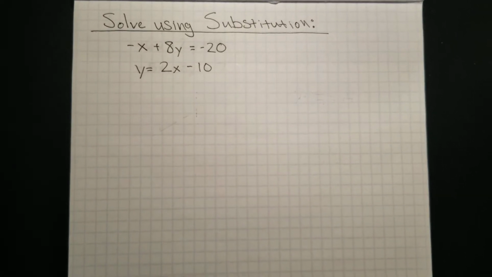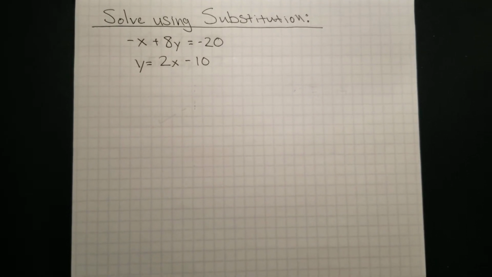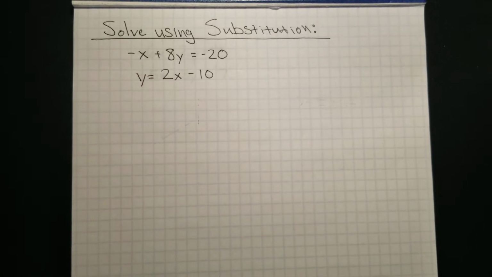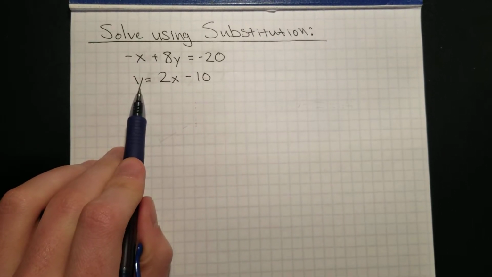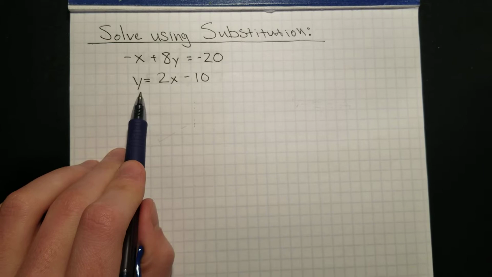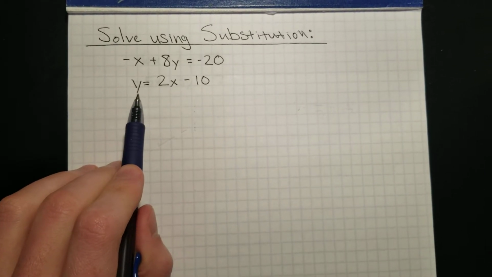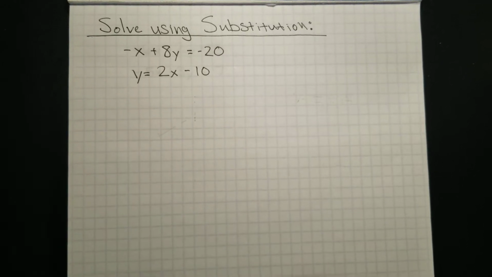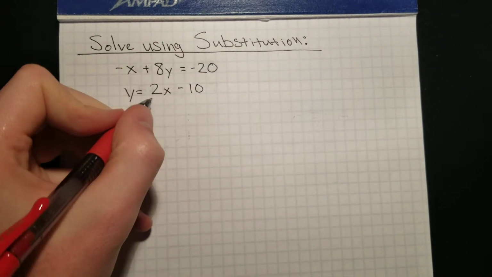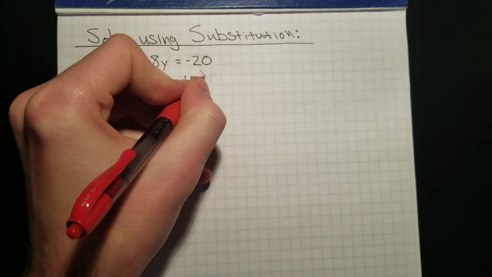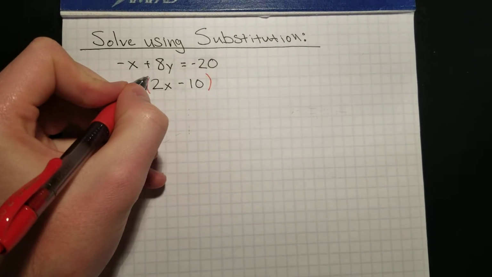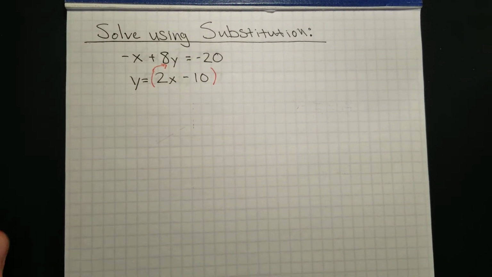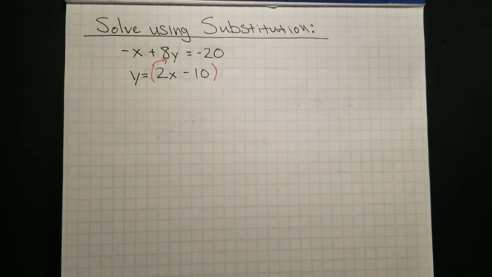Now, in this particular situation, we have two equations. Conveniently, one of them has already been solved for a variable, so this bottom equation has been solved for y. That's going to be important later. And the way that we're going to do this is we are going to take what y is equal to, so that is the 2x minus 10, and we are going to substitute that into the y in the other equation. Now, it's going to look like this.